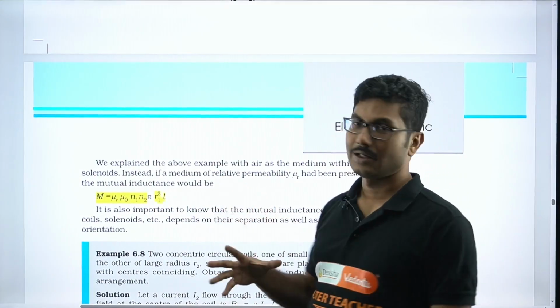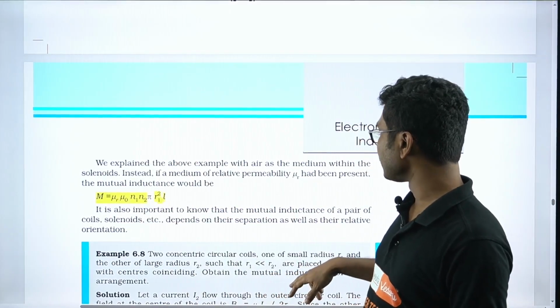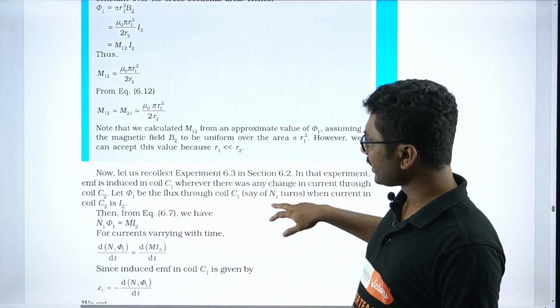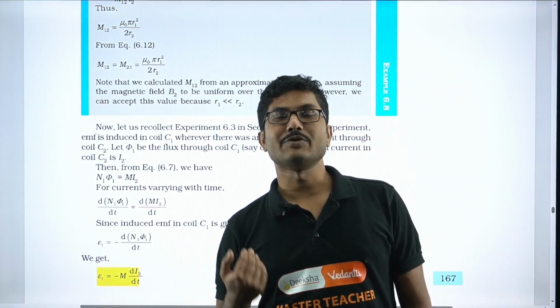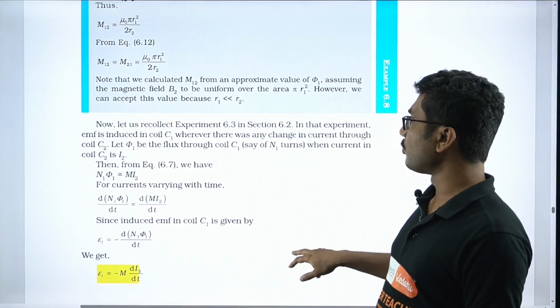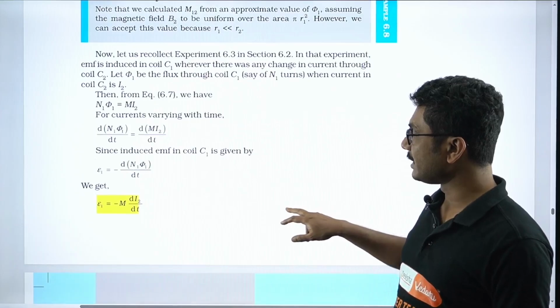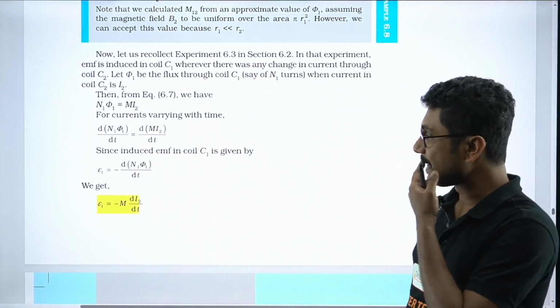Okay, L is the length of the entire system. So based on this you can calculate the mutual inductance. Mutual inductance is important for all the competitive exams. I have not seen any questions from that in your board exam. But for the board exam, what is important is this formula, epsilon is equal to M di by dt.